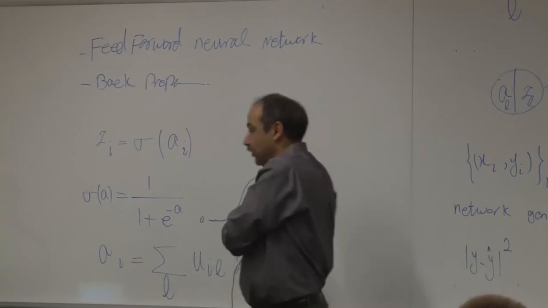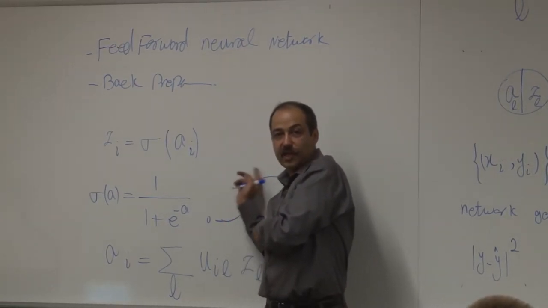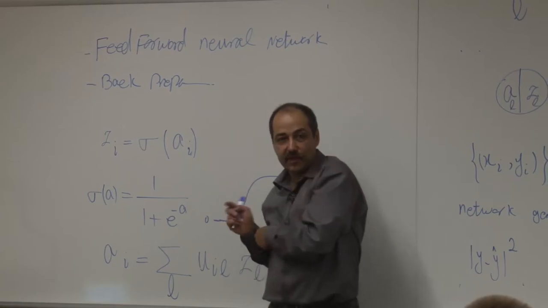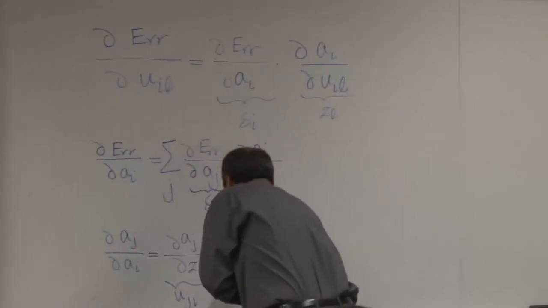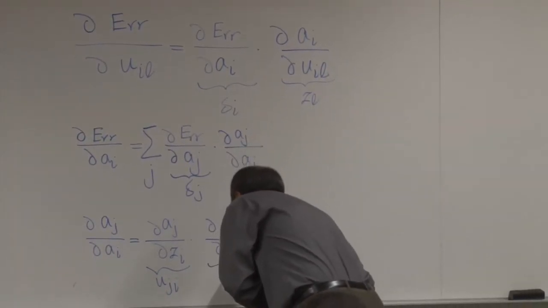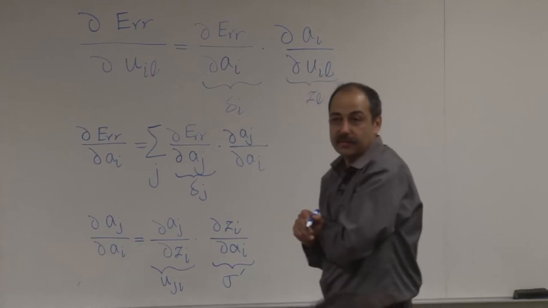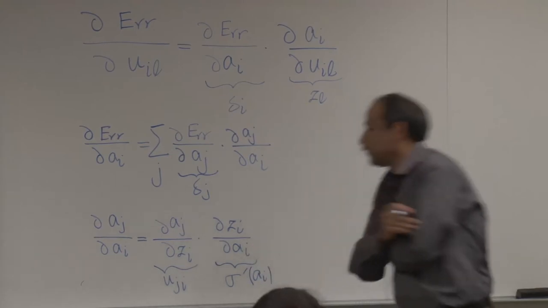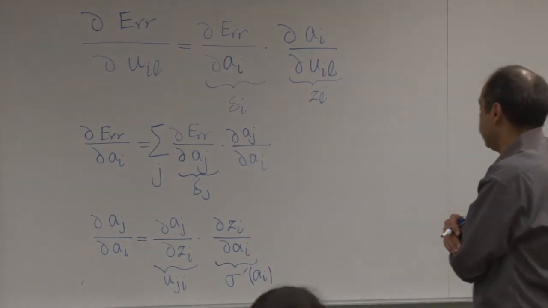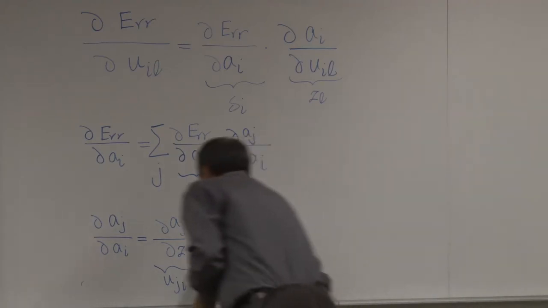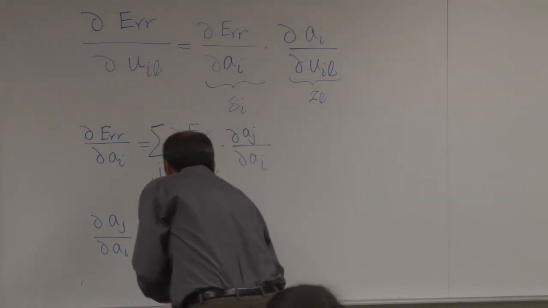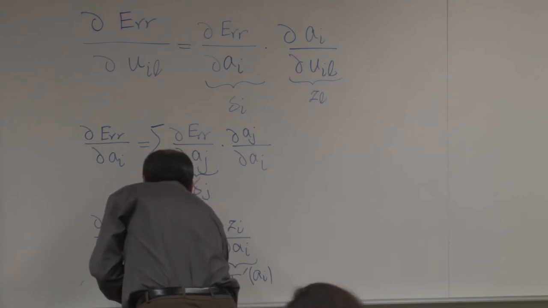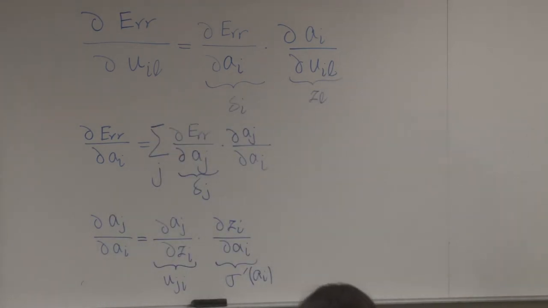That's the reason that we didn't use sine, because we wanted to take the derivative. So that's basically the derivative of my nonlinear function sigma that has been applied to A. Okay, I can put all of these together now.